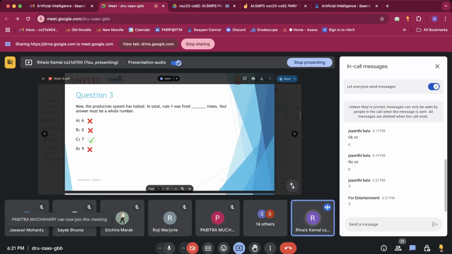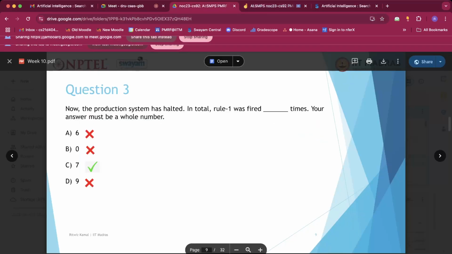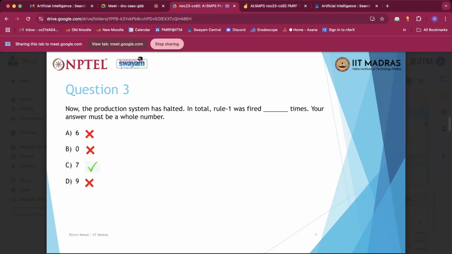So as some of you might have already seen and answered as well, rule 1 was fired 7 times, right? We can verify this from here. This is 1, 2, 3, 4, 5, 6 and 7 times rule 1 was fired. So when you fire a rule, you essentially mean that you apply that rule. Okay, this is just a jargon for the production systems.